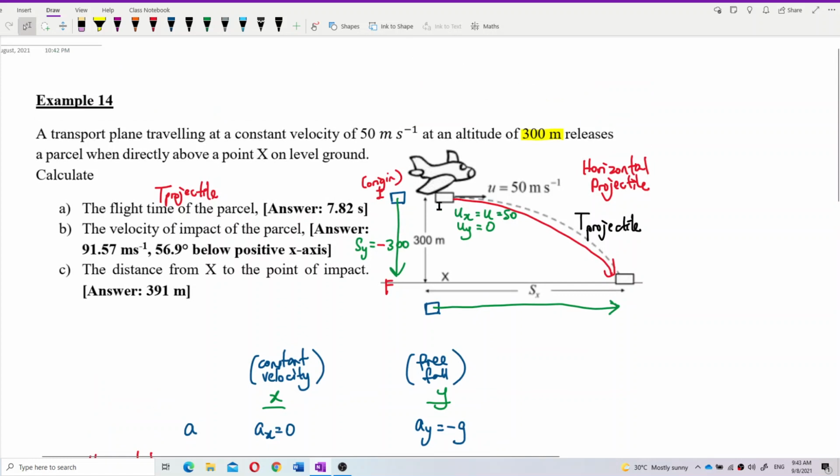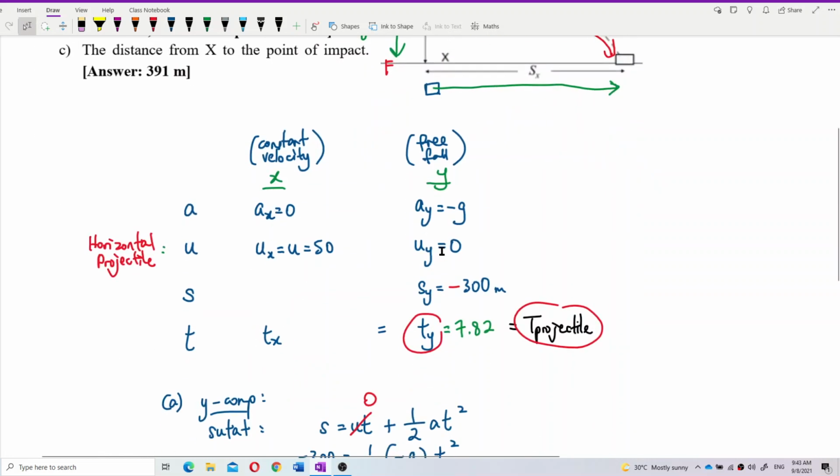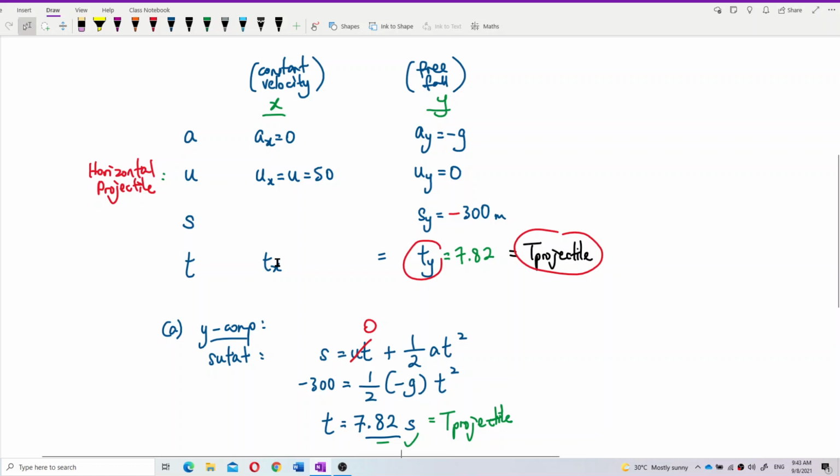Also, the time for free fall is also the same as the time for the horizontal constant velocity, because these two components with the time of projectile, they all have the same time. So this is the horizontal motion, this is the vertical motion, this is the projectile motion. All of them have the same time. So this one also 7.82. We also can write it. This is 7.82 projectile. The horizontal motion also 7.82.